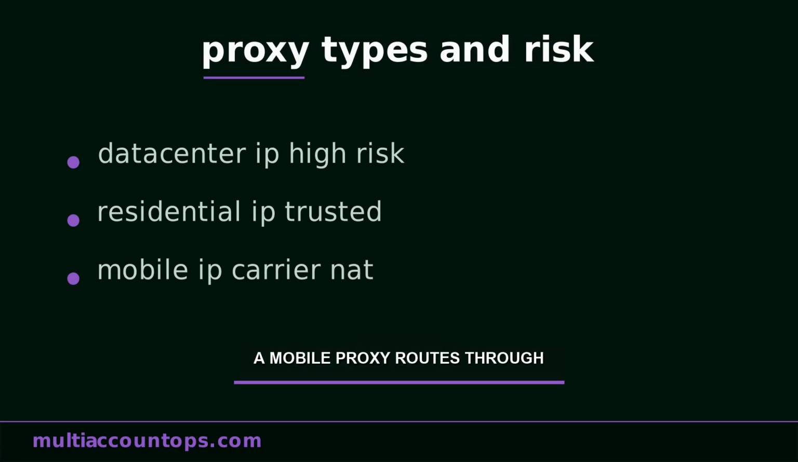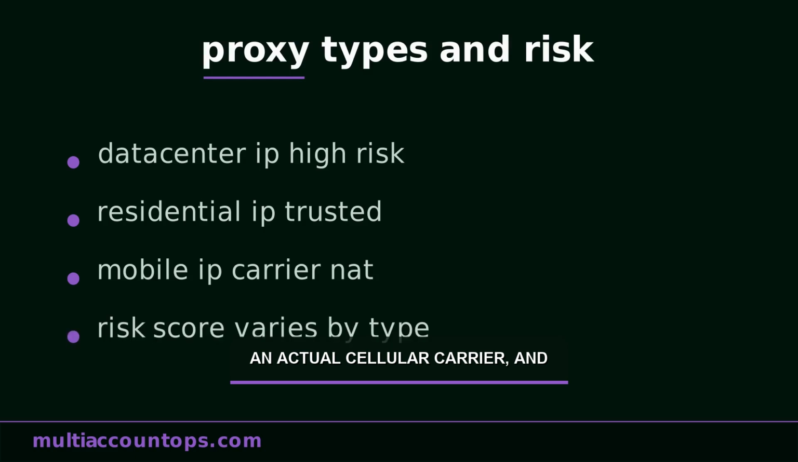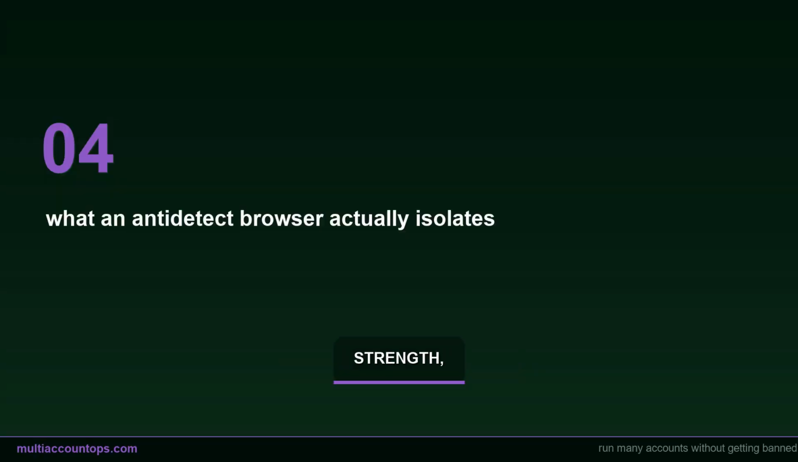A mobile proxy routes through an actual cellular carrier, and carrier-grade NAT means thousands of real phones can share the same visible address at once, which is both a strength, since that address type reads as inherently trustworthy, and a reason mobile ranges get watched carefully in their own way.